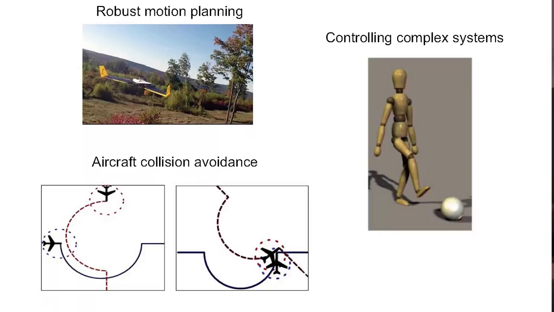There are also applications of reachability to control complex systems like bipedal walking robots. Here you can see that you are controlling a robot to kick a soccer ball or something. And more importantly, reachability is used for verifying safety properties for safety critical systems like aircraft collision avoidance. So in this lecture, we'll go into more detail on one of the applications, that is robust motion planning. If you're interested in other things, there are papers and references that you can look at.